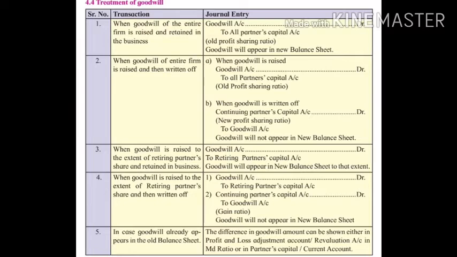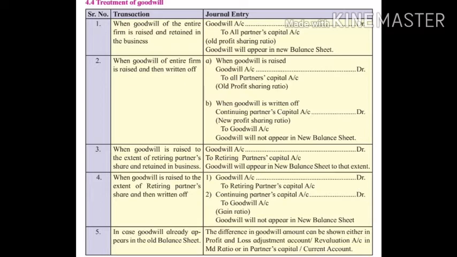Here we have completed four cases, when goodwill does not appear in the old balance sheet. Now, when goodwill already appears in an old balance sheet, how to treat that? In admission we treat it like an asset. If the asset increases, we write the amount in the revaluation account, credit side. If the asset decreases, revaluation account, debit side.